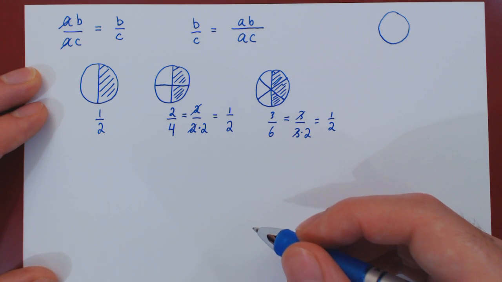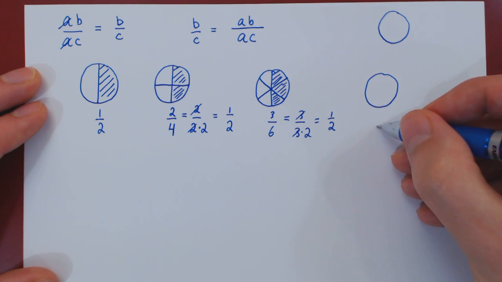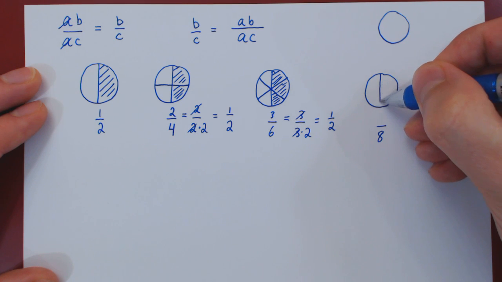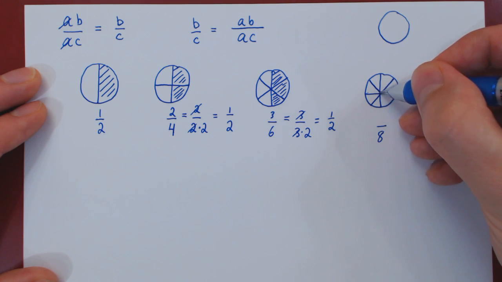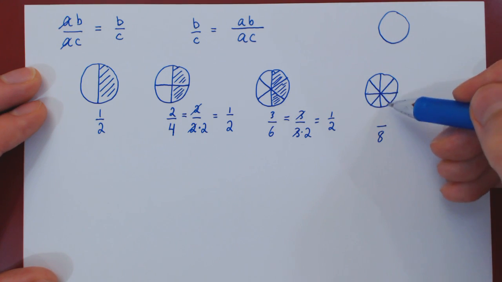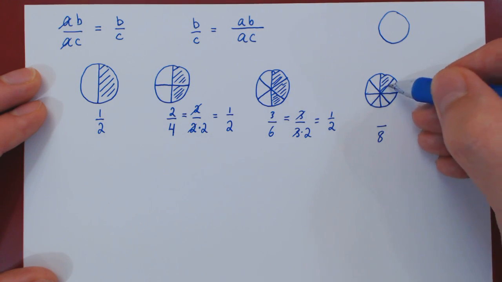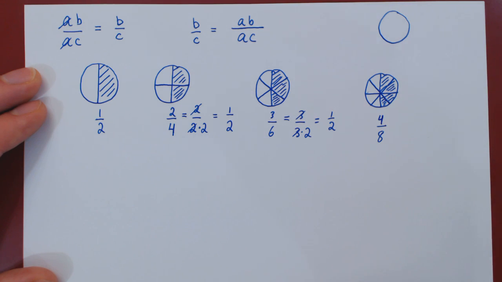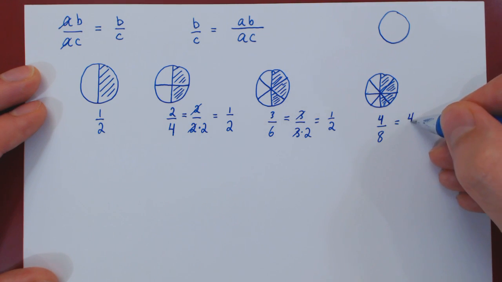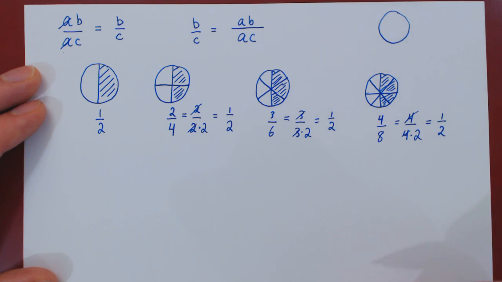Let's do one more example. Say dividing the circle into now 8 parts of equal size. So if we once again want 1/2 of the circle, we now have to take not 1, not 2, not 3, but 4 out of the 8 parts. And again, thinking of factoring, 8 as 4 times 2, and canceling now the common factor of 4, we're left with, once again, 1 over 2.